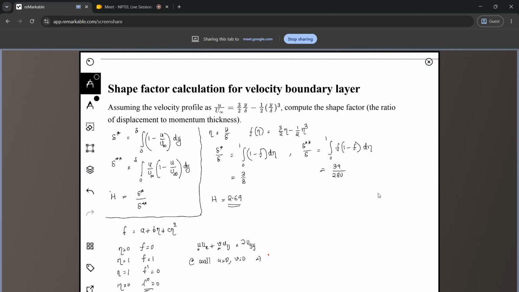So which implies the double derivative of u at the wall should be equal to 0. So that will give f double prime equal to 0 at eta equal to 0. So we have multiple conditions. We can also put other conditions that the double derivative should be equal to 0 at eta equal to 1 and so on, so on, so on.